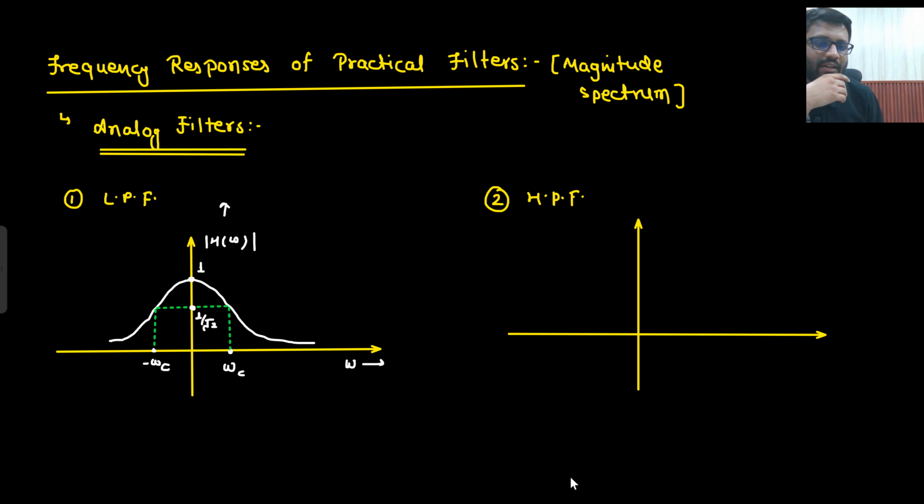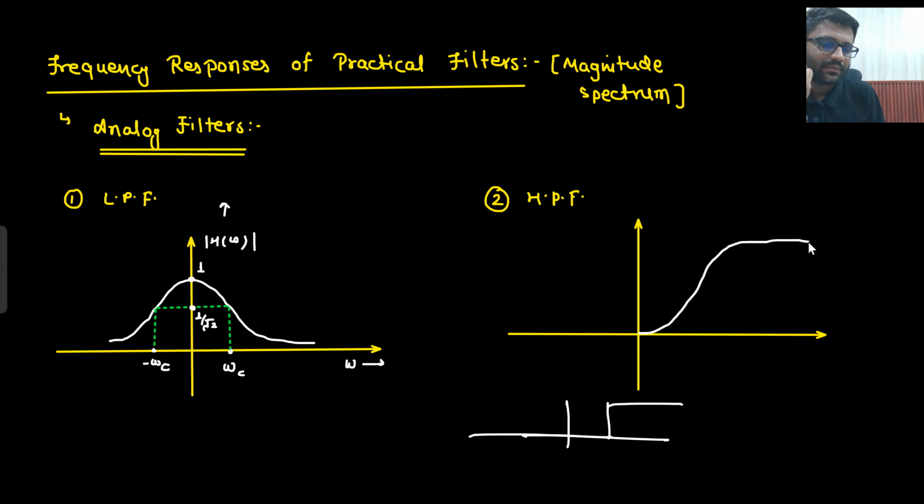And what will be your high pass filter? Ideally the high pass filter was like this, 0 gain and then 1 gain. But 0 gain will not be there. The gain will continuously keep on rising and then it will reach a maximum value. So this is what will happen. This is the response of a high pass filter.